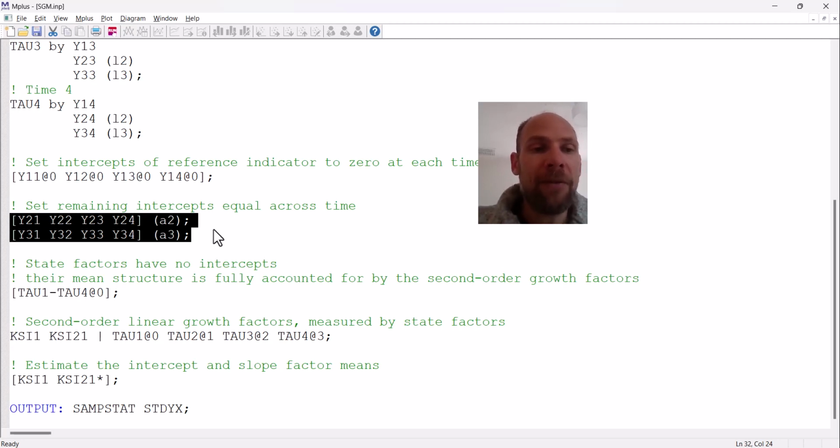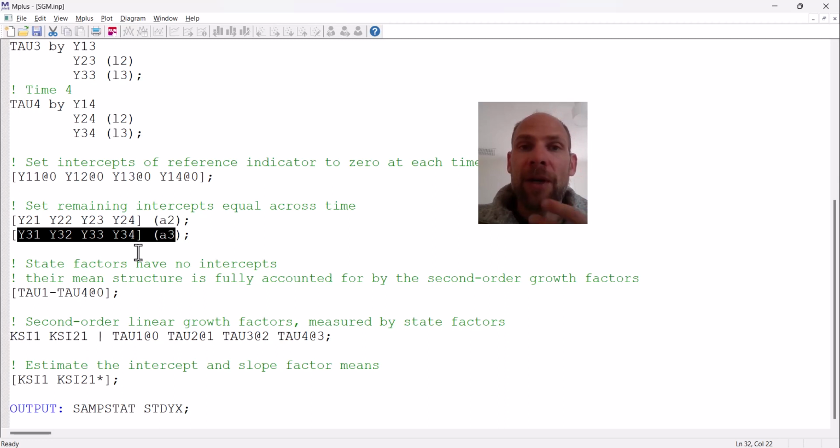And so therefore we give the label A2 for the intercept of the second indicator, and the label A3 for the intercept of the third indicator, so that for a given indicator also the intercepts are constrained to be time invariant.